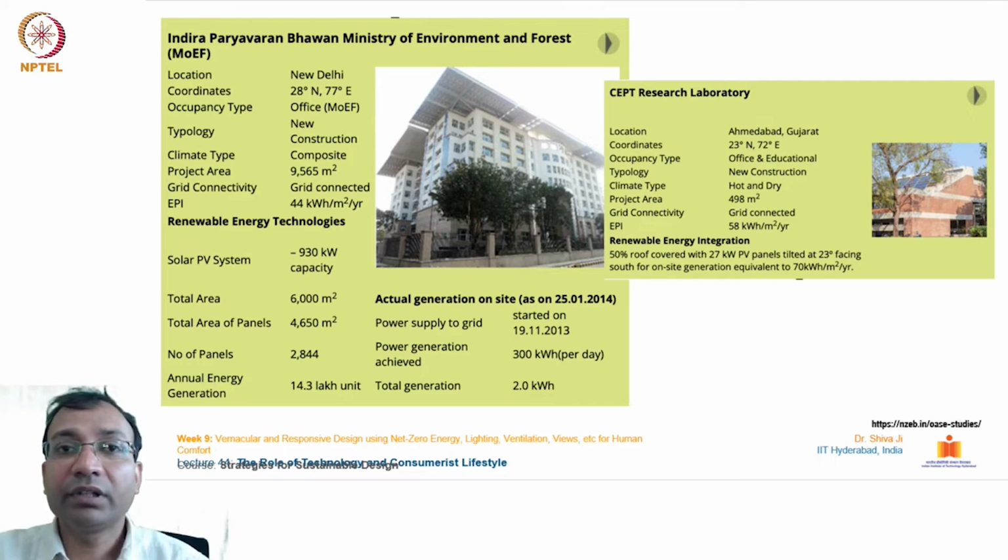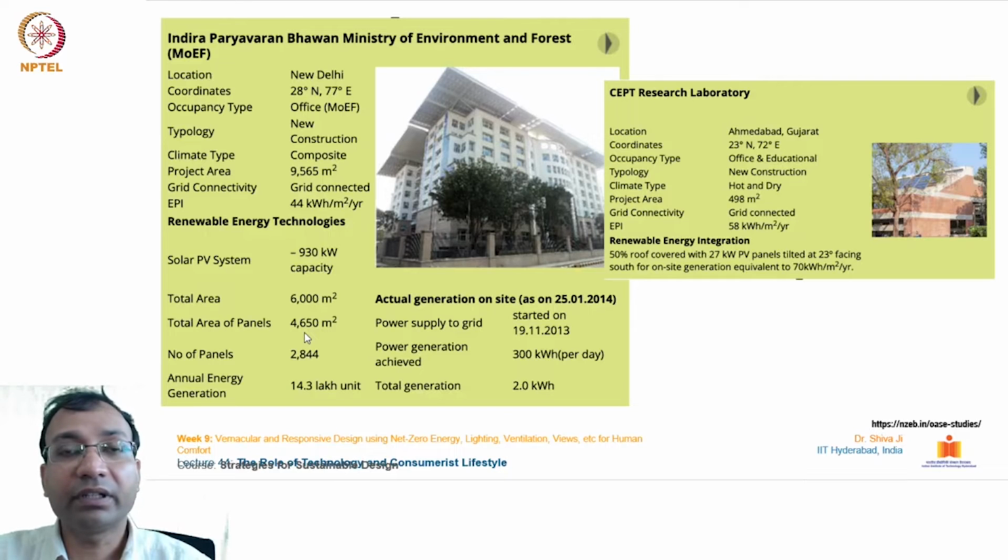So on this project, if you see, the total surface area is around 6,000 square meters, and the total area of panels installed on this site is quite huge, 4,650 square meters, which is over 75% of the total surface area of this project.